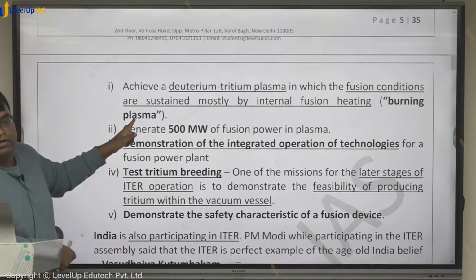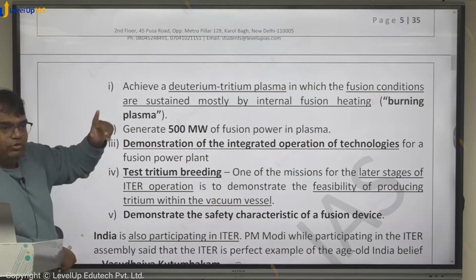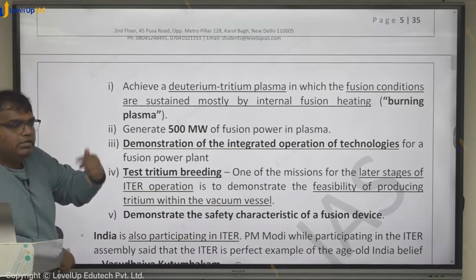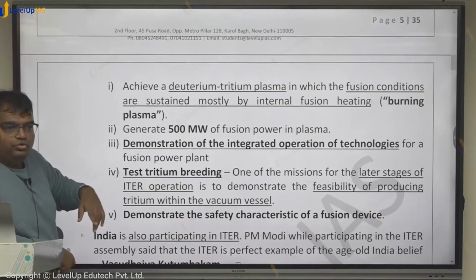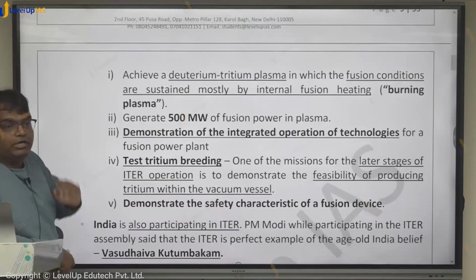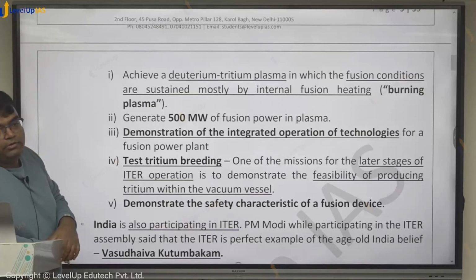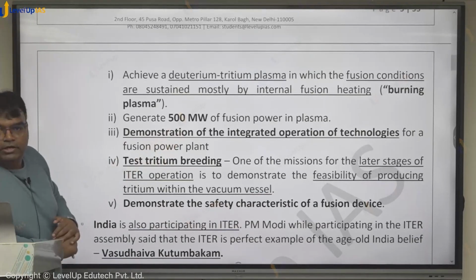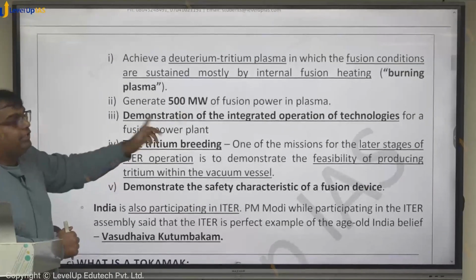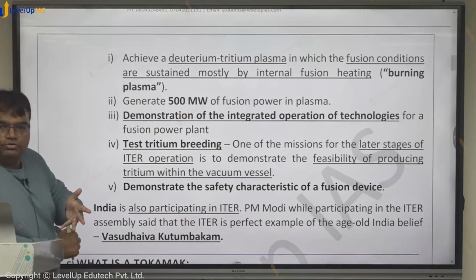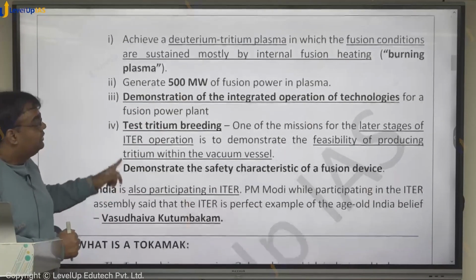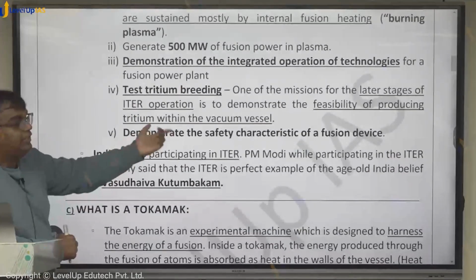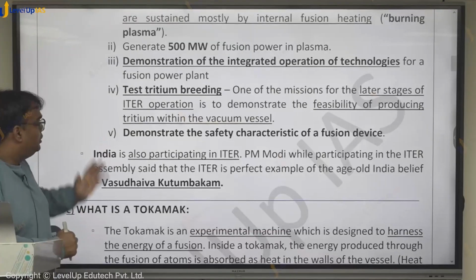First we want to achieve is burning plasma. Basically break even हो. आप जितना एनर्जी उसे सप्लाई कर रहे हो उससे ज्यादा एनर्जी it should be able to produce, and then using that energy we can continue doing fusion. दूसरा, generate 500 megawatt of fusion power in plasma. That is eventually a nuclear power plant which has 500 megawatt capacity. Demonstration of integrated operation of various technologies which we are using, demonstrate its application. Test tritium breeding. We should be able to produce tritium, and finally demonstrate the safety characteristic of the fusion device. These are all the objectives.